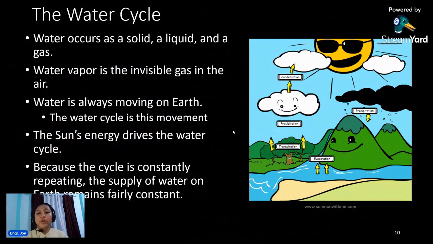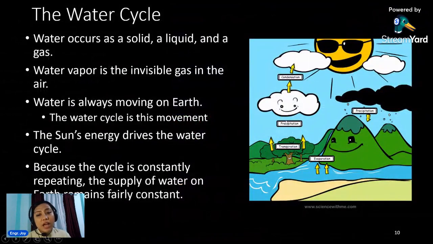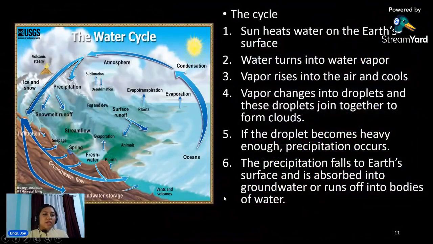As you can see in the figure, so, here's the evaporation. So, ito yung water natin, nag-evaporate, then, nagkaroon ng transpiration, going up, nagkakaroon ng precipitation, then condensation, and going back through the precipitation. Okay. So the water cycle goes on and on.